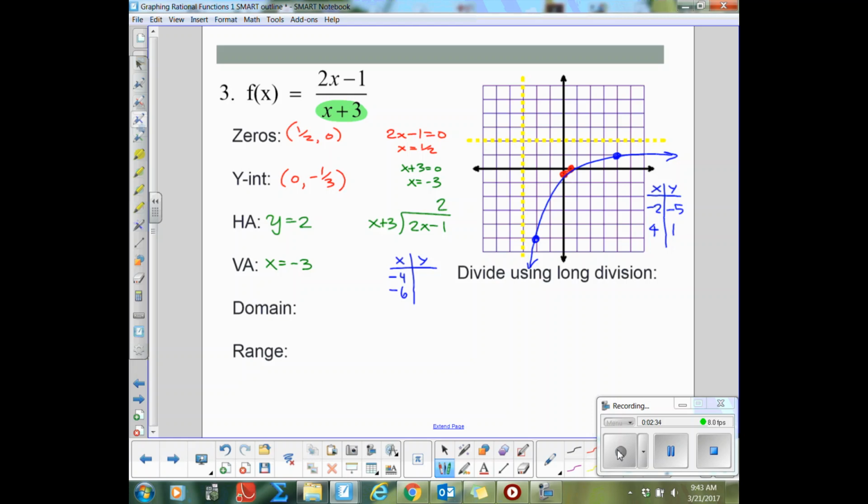-9 divided by -1. Ooh, that goes way off my graph. Way up here, approximately. And -6 gives me -13 divided by -3, which is a positive a little bit more than 4. That's good enough for graphing purposes.